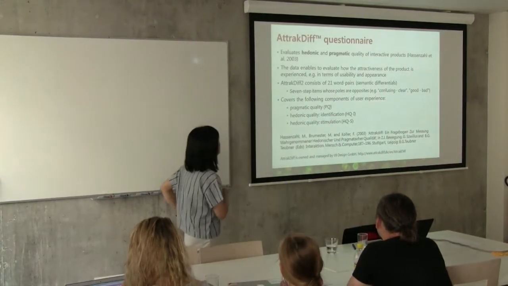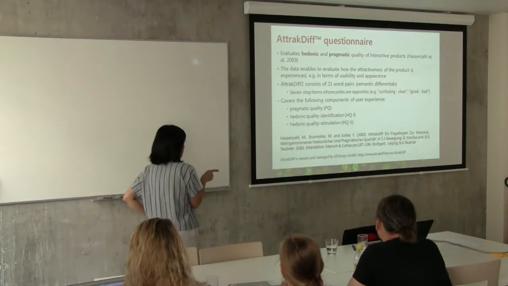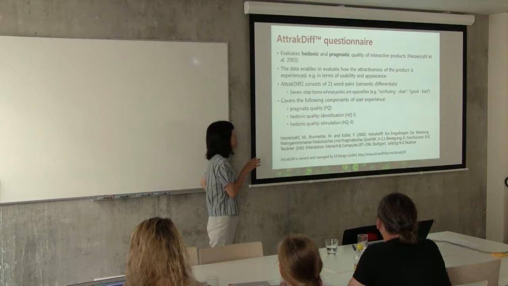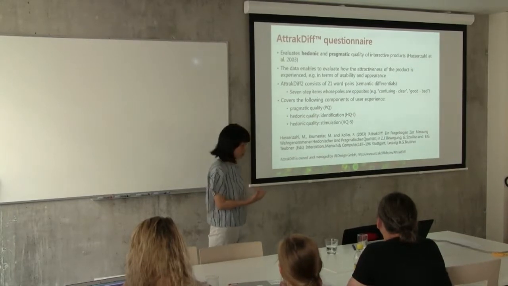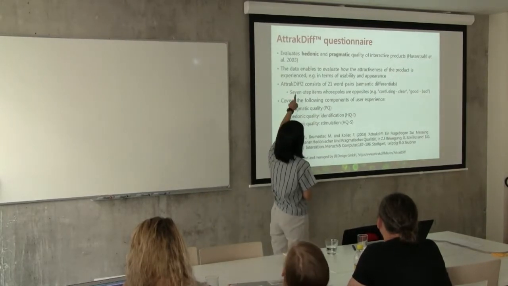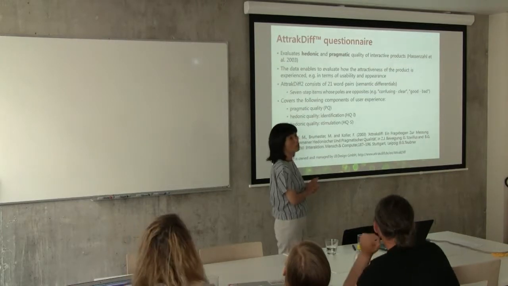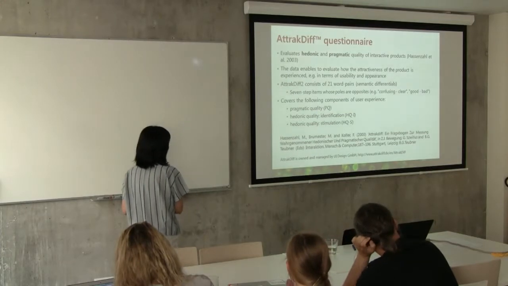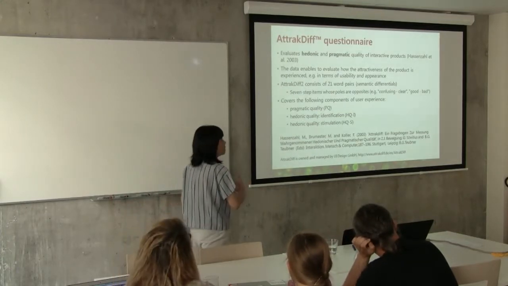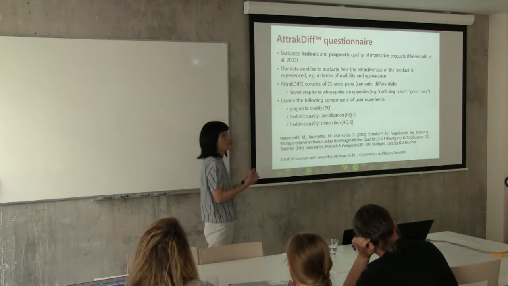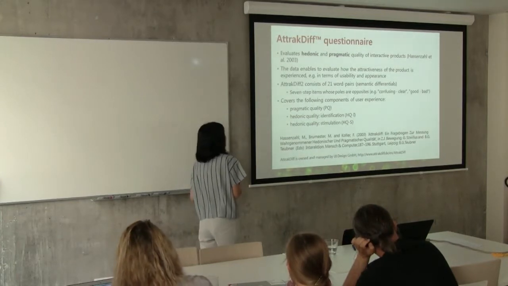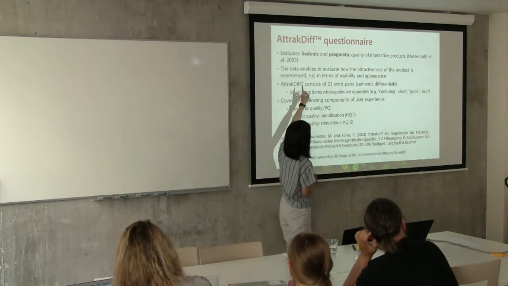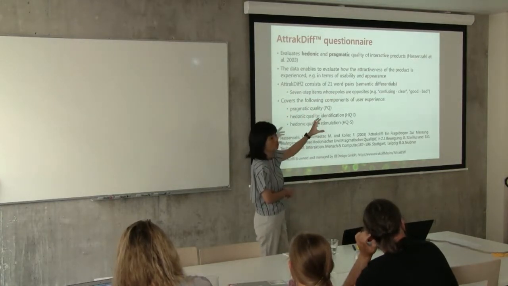Let me emphasize that these attributes actually measure the product, not the user experience. This is the hedonic and the pragmatic quality of the interactive product. This was developed by Hassenzahl, and it has already gone through many validation studies, so it's supposed to be a very powerful tool. The goal is to measure the attractiveness of the product.